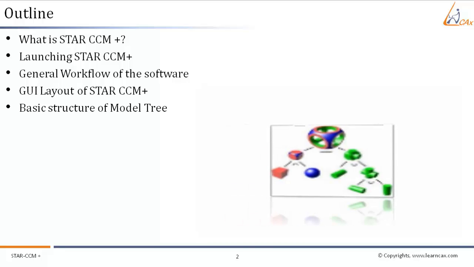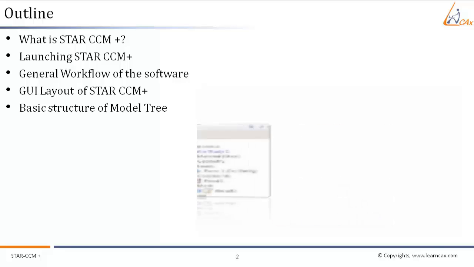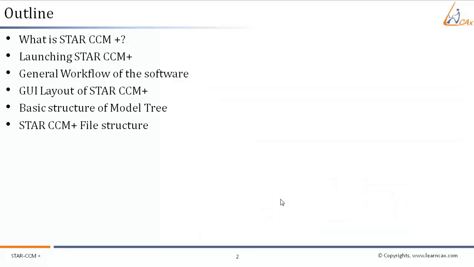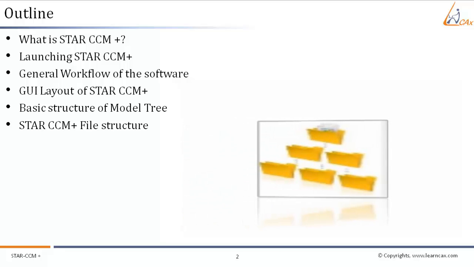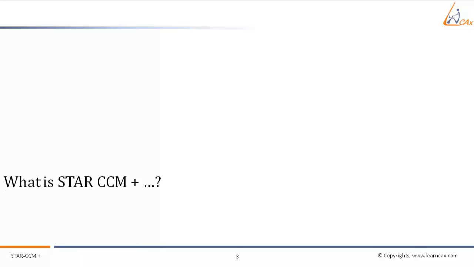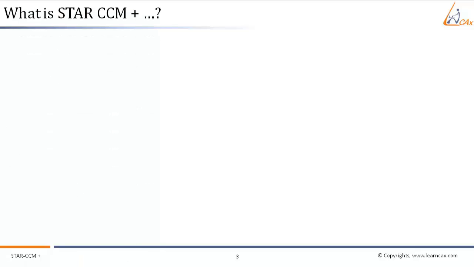Model tree contains all the objects and entities we create while we set up a CFD simulation in STAR CCM Plus. We will see what this model tree contains. At the end of the session, we will see the file structure of STAR CCM Plus software. We will see different files which are required as inputs and what file formats can be exported. So, let us begin.